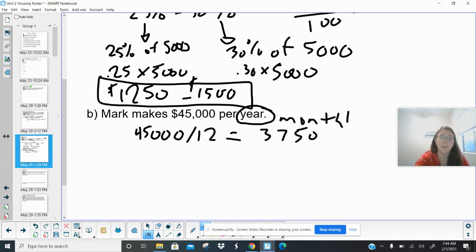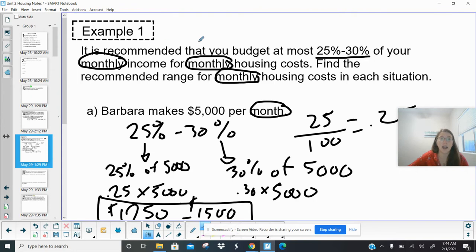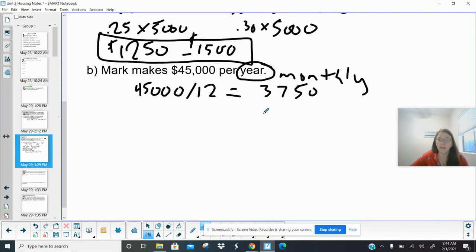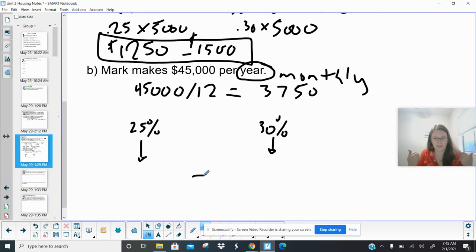Okay, now this is good. Now we can figure out his range. So the question once again says, how much should he budget? So all we need to do is find 25% of $3,750. We need to find 30% of $3,750. And these two answers will be our answers, and then we're done. We're not subtracting them or anything like that. This isn't subtraction. This is saying from this number to this number. So go ahead, find 25% of the monthly income, find 30%, write them down.